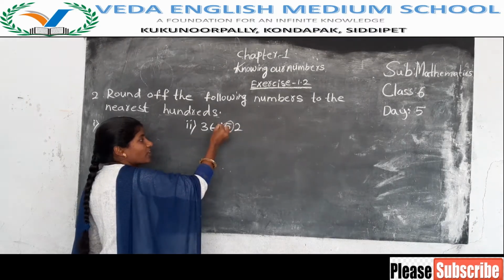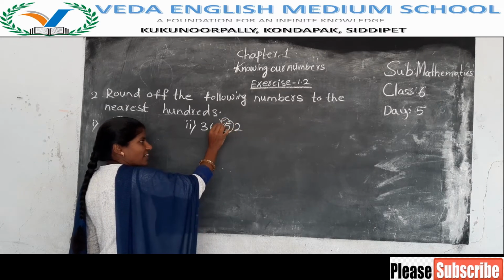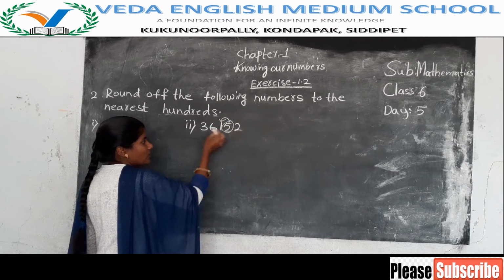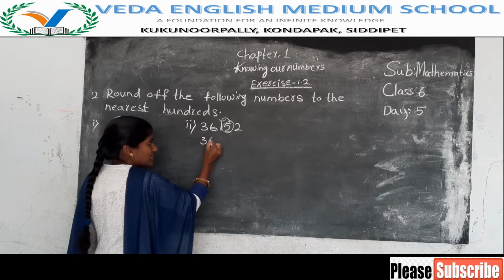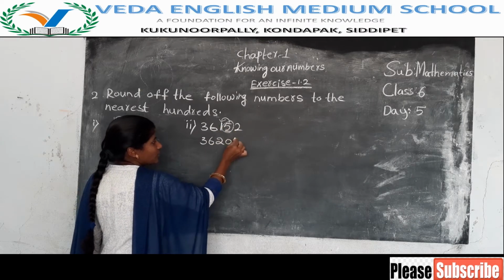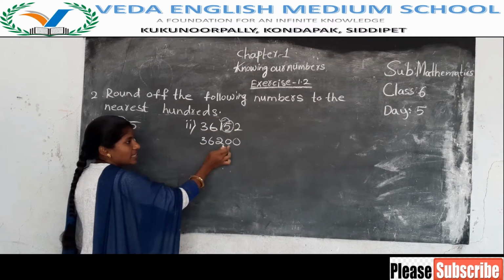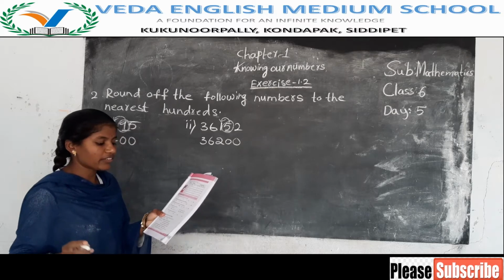If the number is above 5, what do you have to do? You have to increase the next number one time, and the remaining two places are zeros. So, 1 in the hundreds place, increased one time, becomes 2, and the remaining two places are 0. So, 36,152 is nearest to 36,200. Second question has completed.